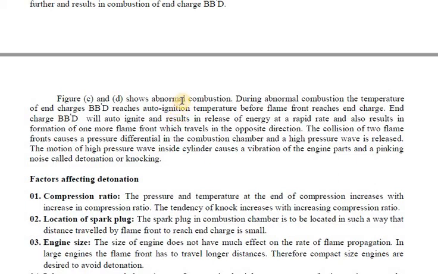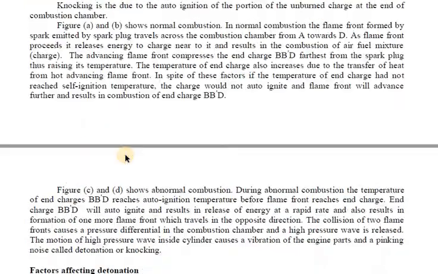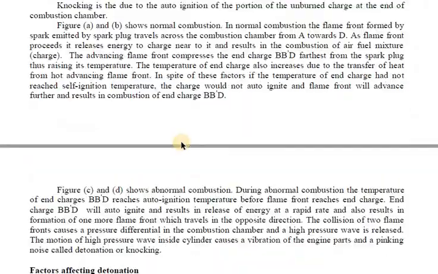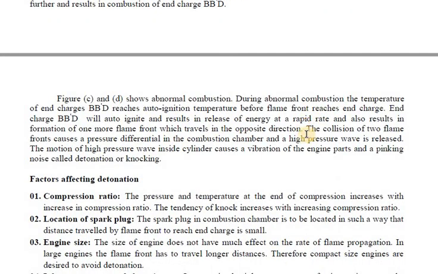Okay, so what does abnormal combustion mean? It concerns the temperature of the end charge. Whatever fuel-air mixture is there in the portion B, B dash and D will reach its auto ignition temperature. Once it reaches its auto ignition temperature, it starts burning, before the flame front comes from the spark plug.